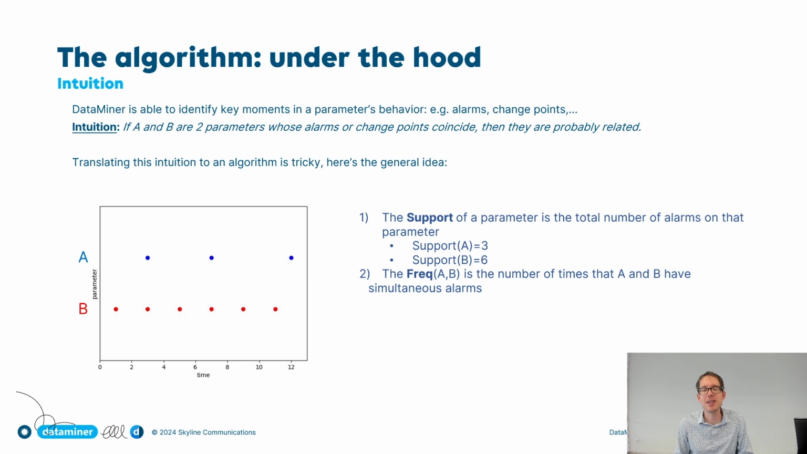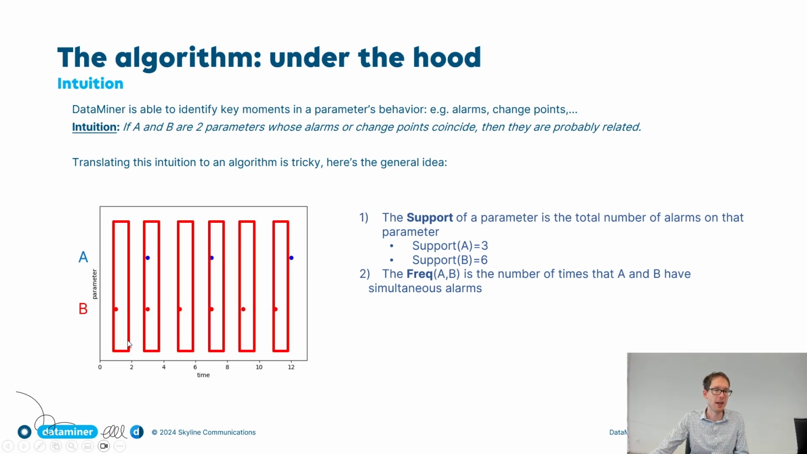Now, you can imagine that related parameters don't always have alarms that perfectly coincide. It's likely that there's an alarm on A and then an alarm on B 5 minutes later or something like that. So that's why we introduce a window. And I've drawn some of these windows here in red. Now, we're going to say that the alarms on A and B coincide if they have alarms in the same time window. And here I took a time window of, say, 1 hour long.